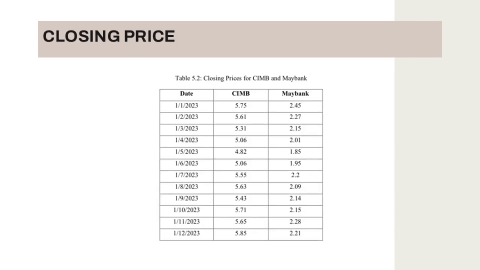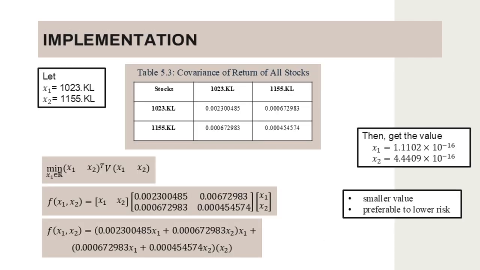This table shows the closing prices for CIMB and Maybank. In portfolio theory, lower covariance indicates lower risk when combining stocks. Table 5.3 shows the covariance values between stock returns, helping us construct a diversified and less risky portfolio.